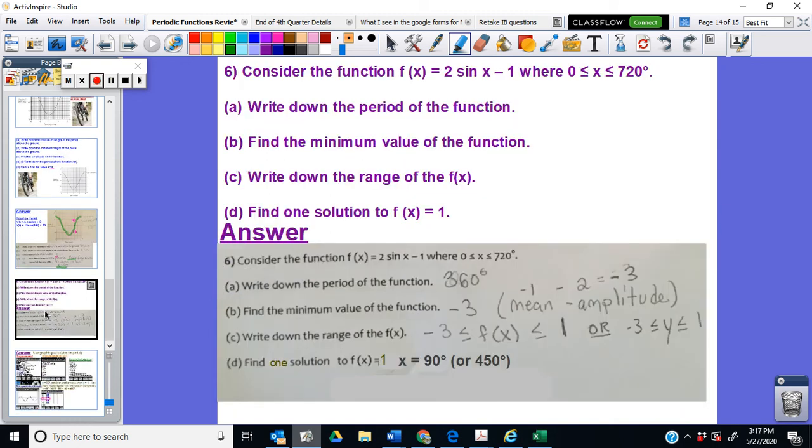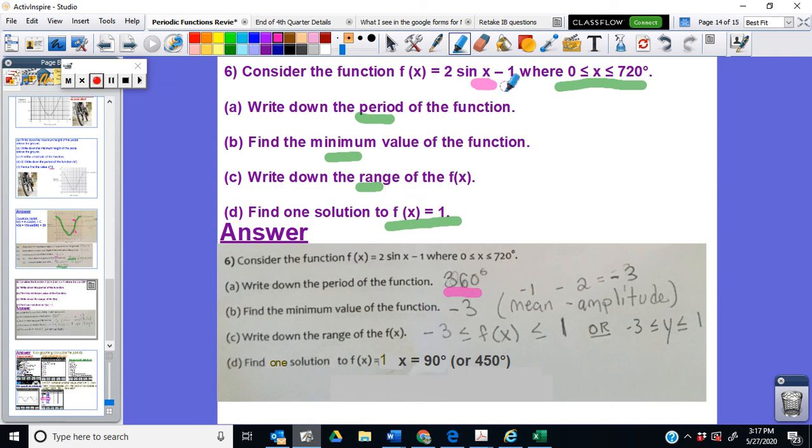This last question gives you a model. It also gives you a domain. Because it is an x value, that is your domain. We need to write down the period of the function, the minimum, the range, and find one solution where the graph or the function goes through 1. Now the period, look at what is right next to x. Here. That tells us there's 1 wave in 360. And so that means the period is 360.